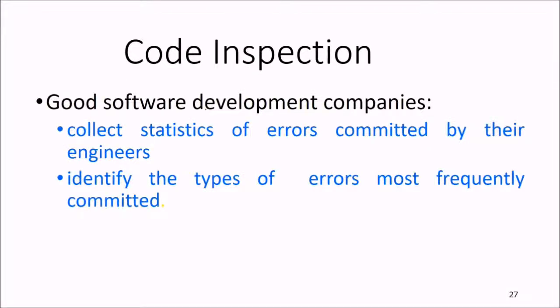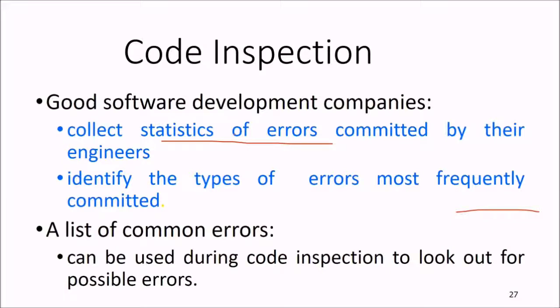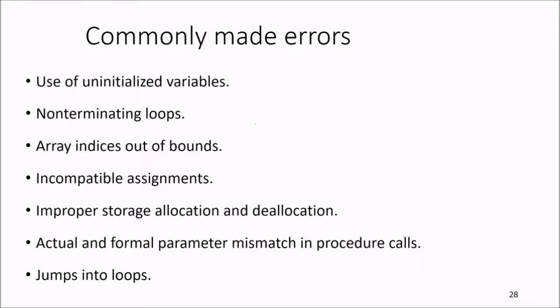Various companies which are considered good collect statistics of errors committed by various engineers and the types of errors that are frequently committed. So, getting an idea of which errors are highly likely and which are highly unlikely, we can list common errors. This can be used during your code inspection to look for possible errors, because you are aware that this kind of error may occur.